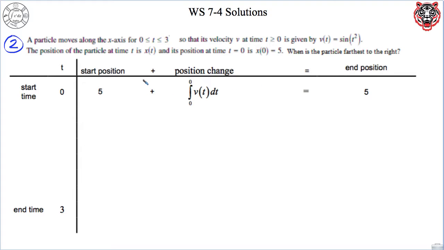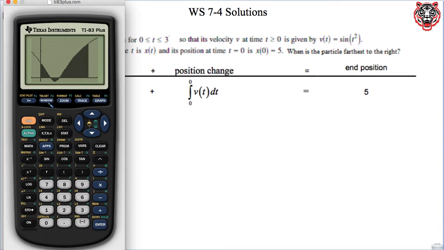On to number 2. So we have a new equation. Let's go ahead and enter that. We don't know what the critical values are here, so if I come up here, I'm going to go y equals, let's clear out of that. Our new function is sine of t squared, so I'm going to hit sine x squared, and my window is going to be set from 0 to 3, so I do -1 to 4 just to see everything.